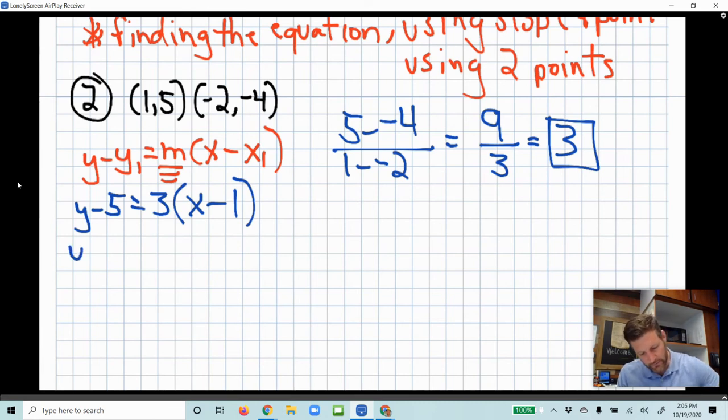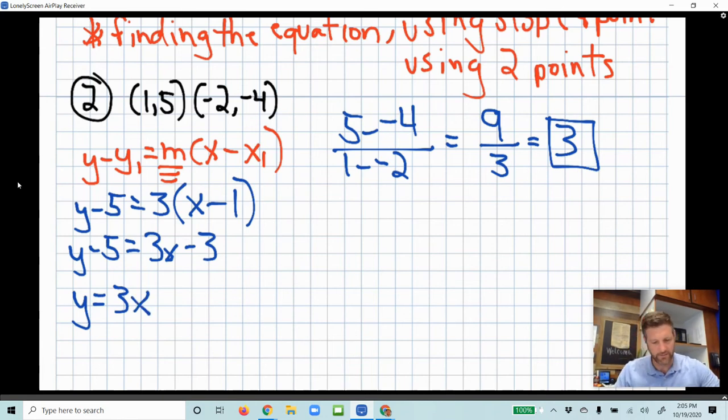Okay, now I'm going to distribute. Same process we did a minute ago. y minus 5 equals 3x minus 3. Now I'm going to add 5 to both sides so that y will be alone. And so I'm going to get y equals 3x, and -3 plus 5. I should be a good algebra student and write this in: plus 5, plus 5. That cancels out. And so now I get 3x plus 2. Okay? And now I have my slope-intercept form.